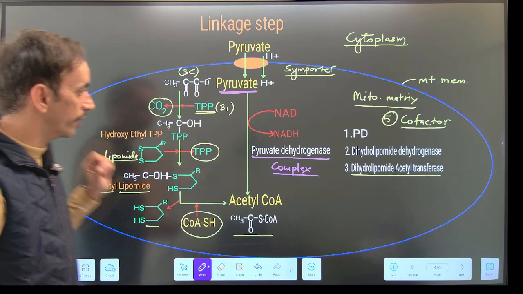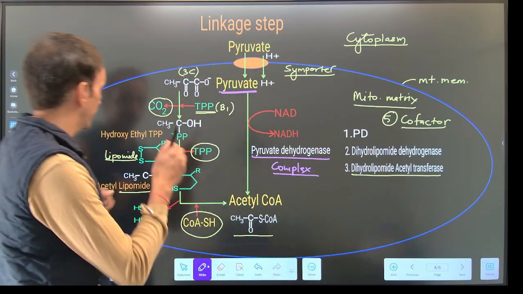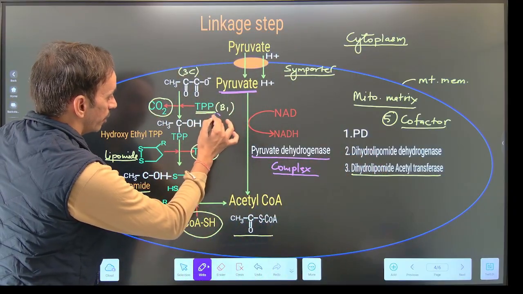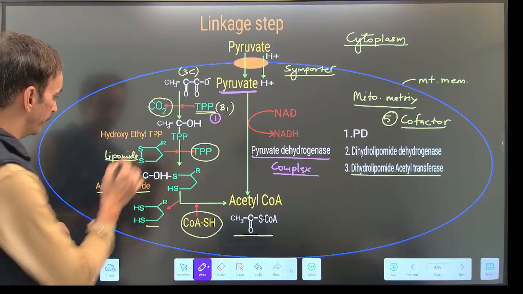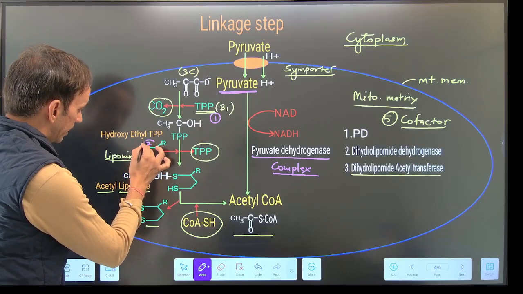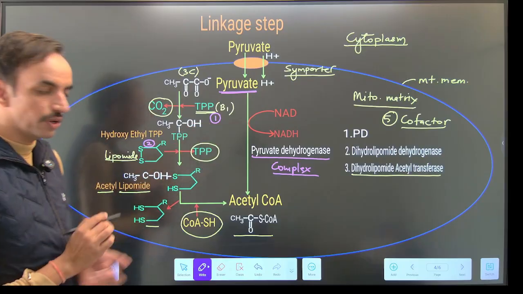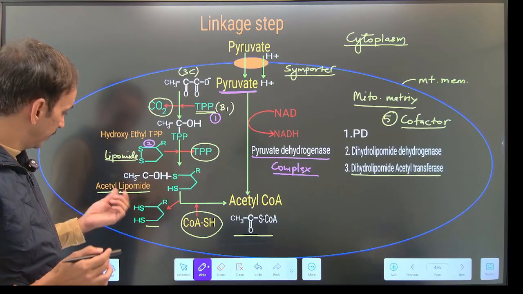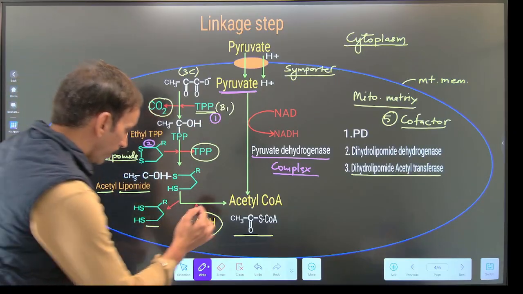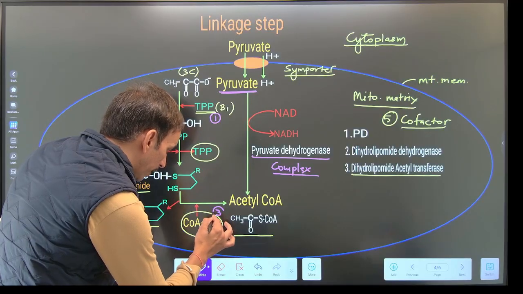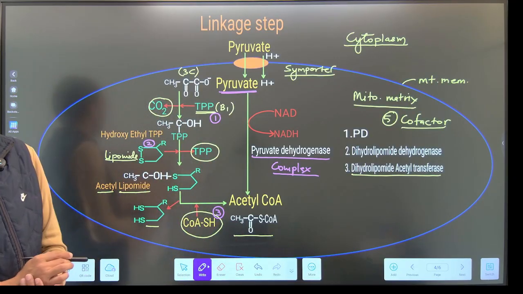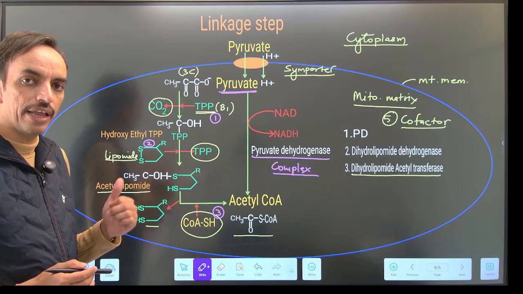The second cofactor, we can write over here, it is lipoamide. It is the second cofactor which is required by the enzyme pyruvate dehydrogenase complex. The third one here, it is the coenzyme A. Now the fourth one, it is the FAD.